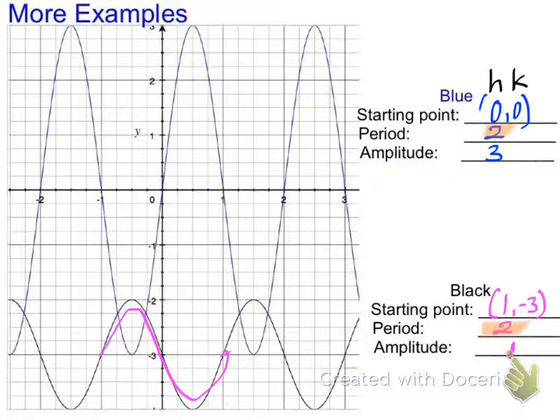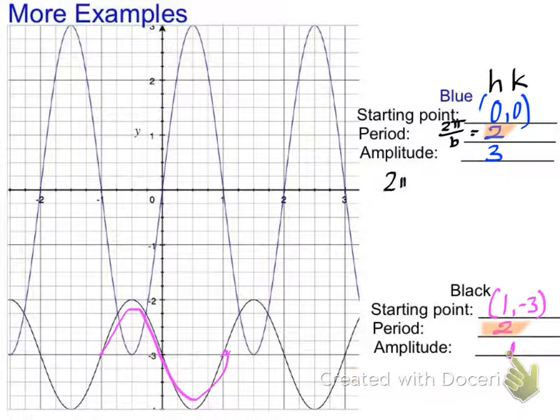So now, how does this make sense in my rule? So my rule, since the starting point is 0, 0, since we're writing sine rules here, that means my h and k are 0 and 0. That's nice. My period is 2, so to get the period, we always do 2 pi divided by b. So what does that mean for b?